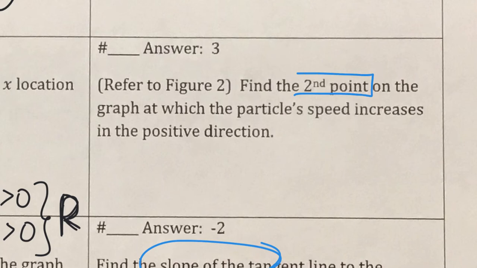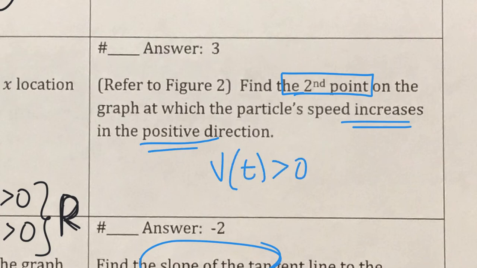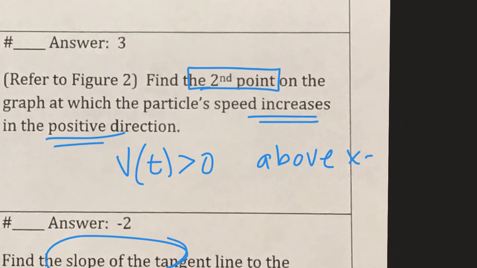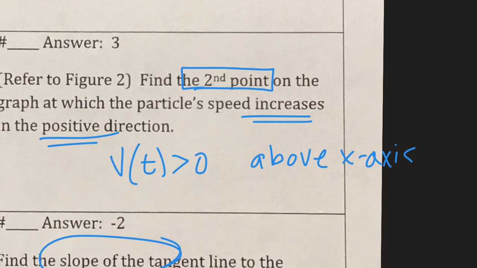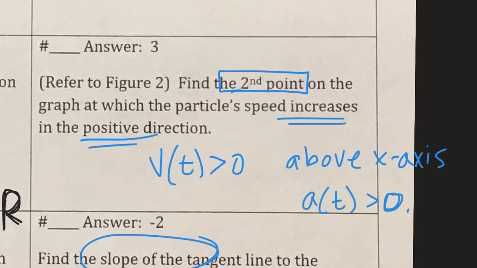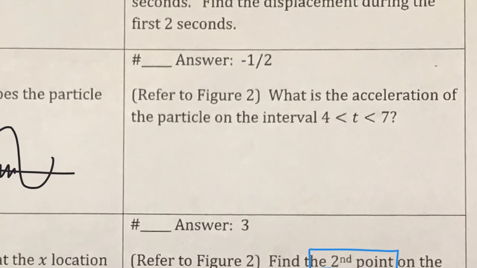Find the second point on the graph where the particle speed increases in the positive direction. So positive direction, remember, is velocity is positive. It's above the x-axis, right? So velocity is positive when the graph is above the x-axis. So we want to know when is the graph above the x-axis and when acceleration is positive. So we want the slope of the line to be positive and it to be above the x-axis, okay? And the second point when that happens. Apparently it happens twice.